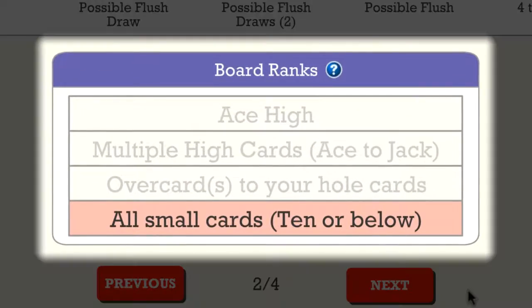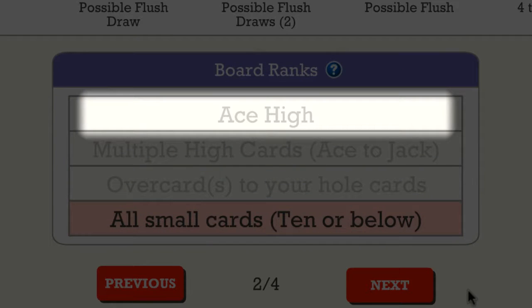This other box here is called board ranks. If any of these conditions apply, they'll be highlighted in red. These are additional factors your advisor considers to assess your ability to improve your hand. Let's look at a couple of them. The first one will be highlighted anytime there's an ace on the board. Since so many typical starting hands contain an ace, you should use caution if you don't have one.